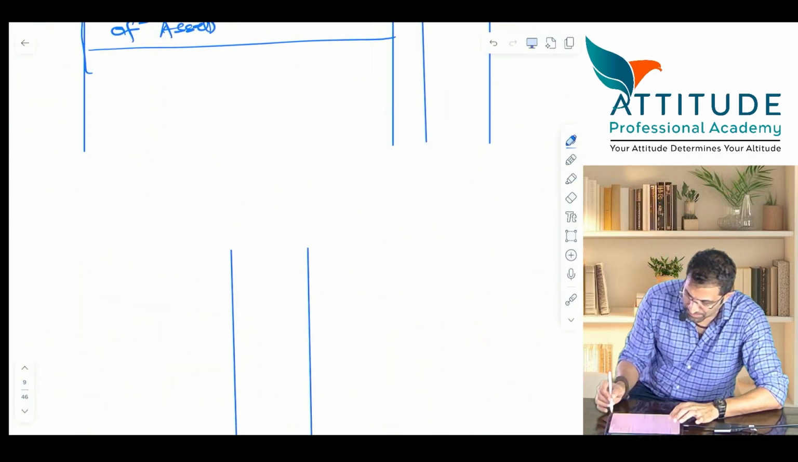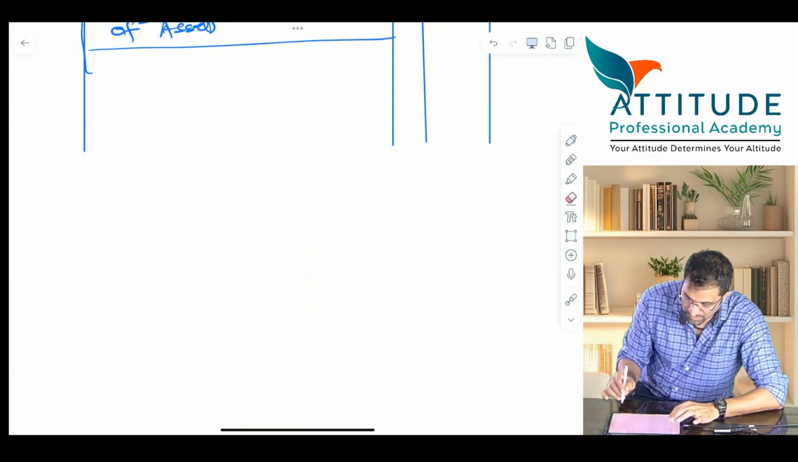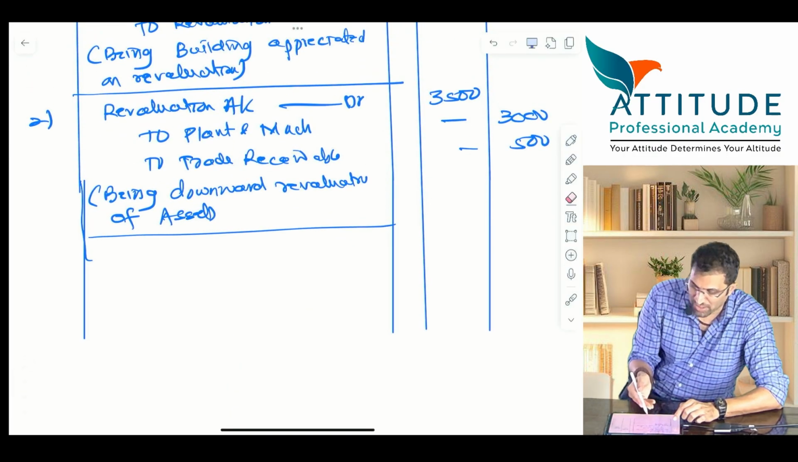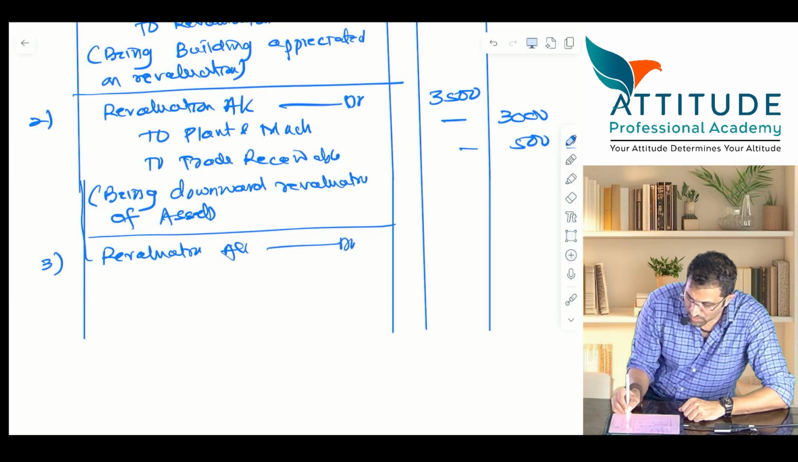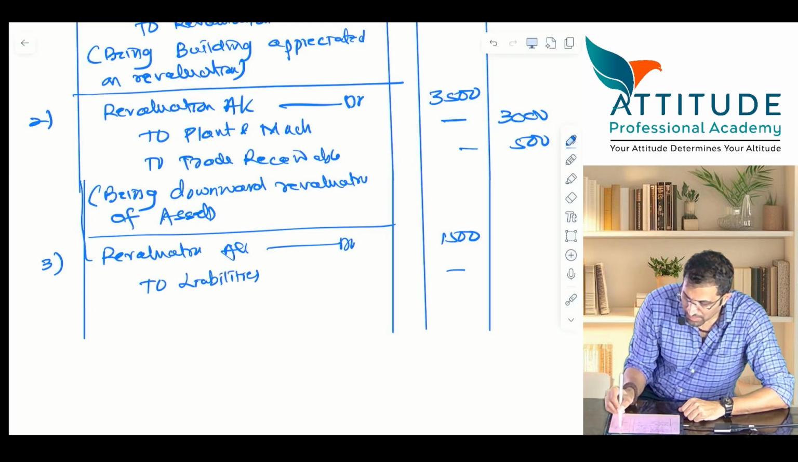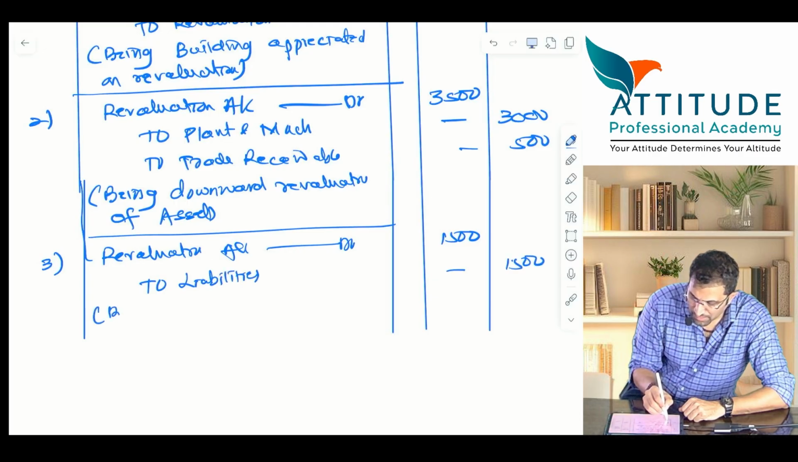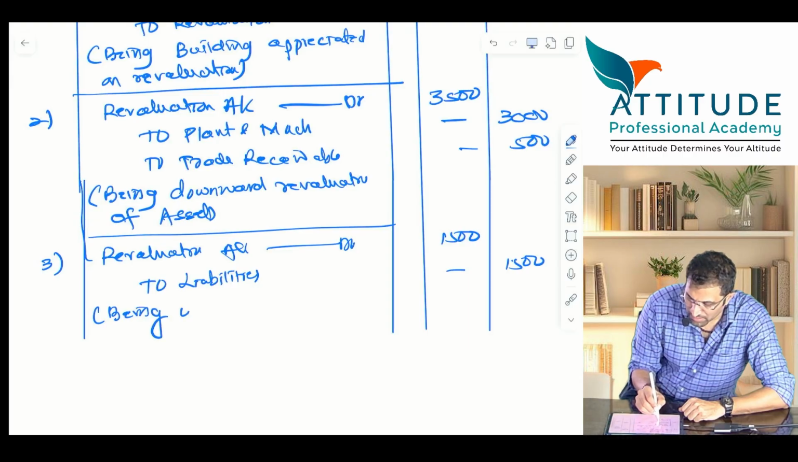वन मोर एंट्री आएगा अभी. क्या कर सकते हैं? ये देखो एक्चुअली इधर ही डाल सकता था मैं, रिवैल्यूएशन अकाउंट डेबिट टू लायबिलिटी करके. एनीवे थर्ड एंट्री. टेल मी द एंट्री. रिवैल्यूएशन अकाउंट डेबिट 1,500 टू लायबिलिटी. Being unrecorded liability now recorded.